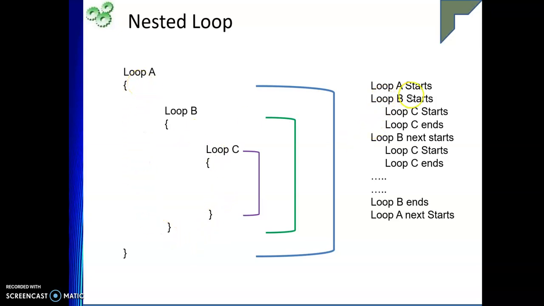So loop A starts, then loop B starts, then loop C starts, and loop C ends. Again, loop B goes to the next iteration, and then again C will start. Once loop B ends, you can see here, B starts, B ends, then loop A moves on to its next iteration.